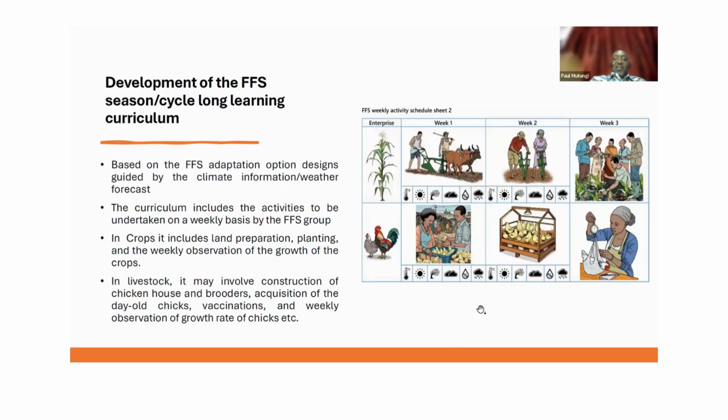And as you can see, we are just giving a schematic drawing showing the weekly activity schedule on the learning curriculum. Like week 1, what is happening, week 2, what is happening, week 3 in crops, and in chicken, week 1, week 2, week 3. Next.